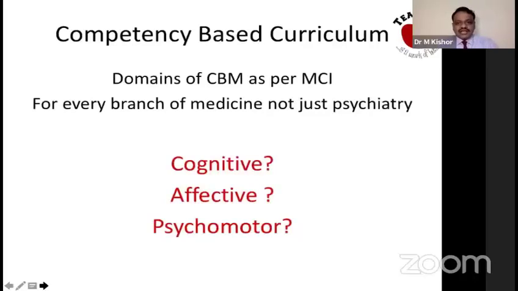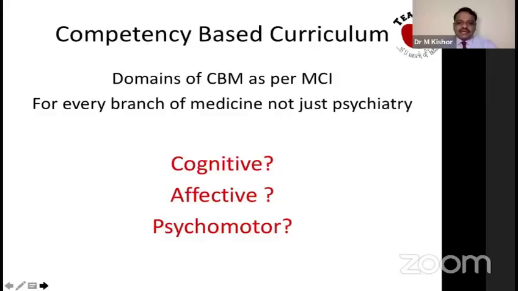Now, the Medical Council of India has spoken about competency-based curriculum. I hope everybody is able to log in and see that the competency-based curriculum is not just for undergraduates, it is for psychiatry postgraduates as well. They have used the words cognitive, affective, psychomotor domains as learning. Many psychiatrists believe that it is restricted to one branch of psychiatry. Now, the answer is no. The cognitive, affective, psychomotor components are for every branch of medicine, not just for psychiatry.